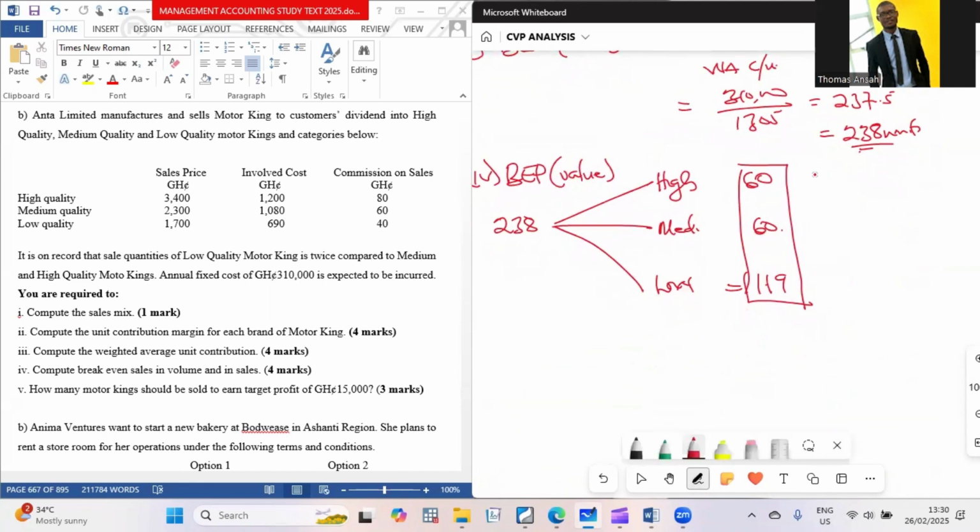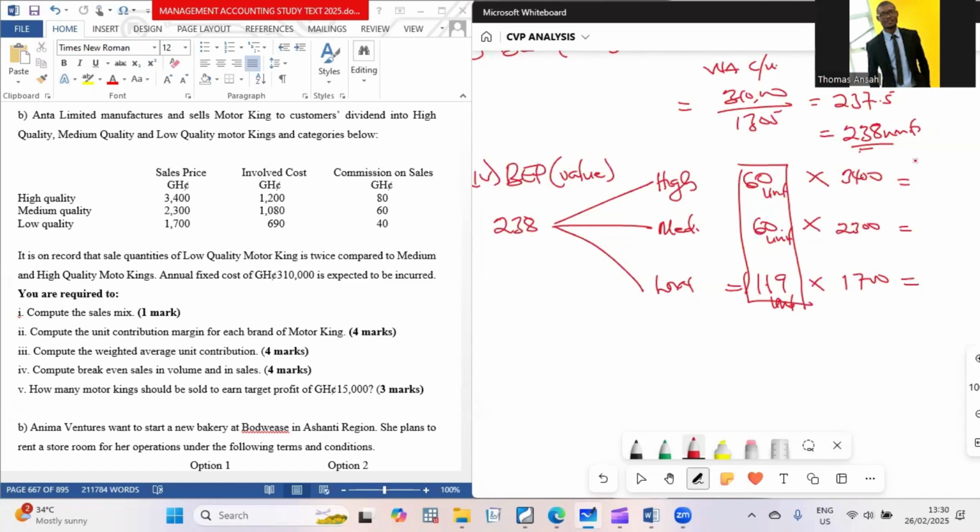Now that we have this, we have to multiply it. These are the units, units, and units. So we have to multiply it by the selling price. The selling price here is 3,400. The selling price here is 2,300. The selling price here is 1,700. So you get the figures, then you get your break even in value. All right, so basically that is that.